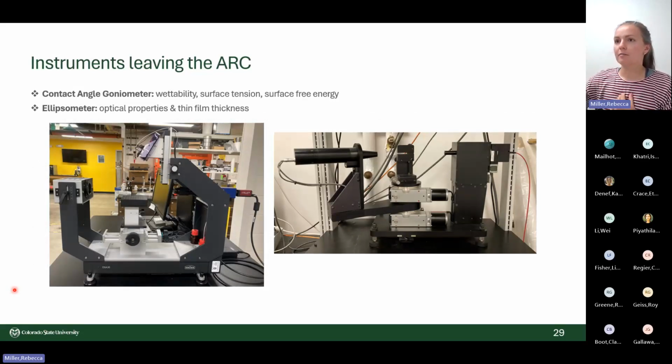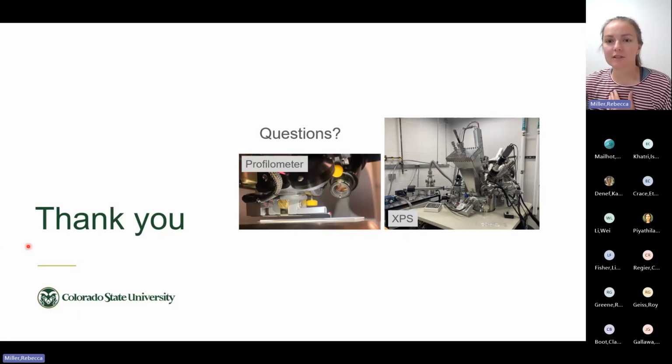Lastly, we have two instruments leaving the ARC that fall under surface analysis: the contact angle goniometer and the ellipsometer. They just are not used enough to be part of the shared resource facility, and they may move into specific departments or research labs. But yeah, happy to answer any questions now. Thanks so much.